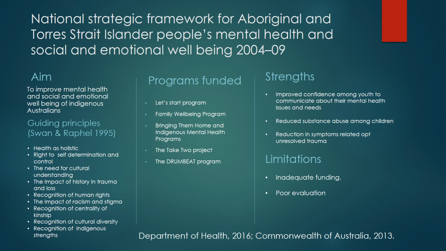The third strategy is aimed at improving the mental health and social and emotional well-being of Indigenous Australians. The strategy is based on 9 guiding principles suggested by Swan and Raphael. The programs funded under this strategy include the Let's Start program, which aims to improve parenting for better well-being during early childhood; the Family Well-being program, which highlighted that skill development improves the connectivity with family and community, thus raising the well-being of an individual; and Bringing Them Home and mental health programs, which provided positive outcomes by reconnecting stolen members to their families and through counseling services.